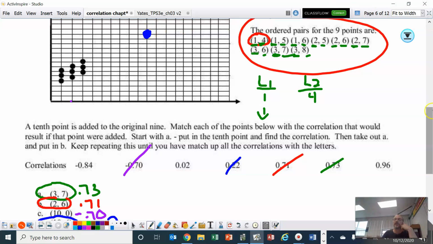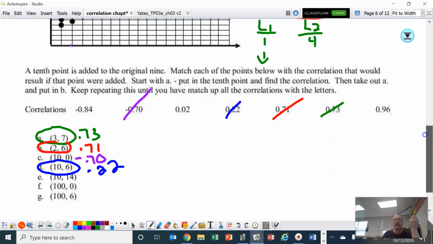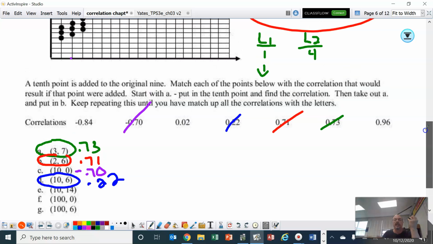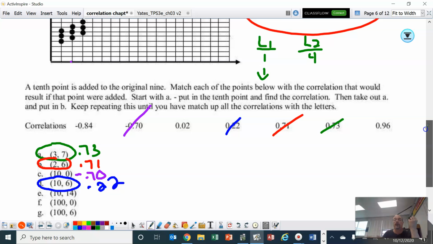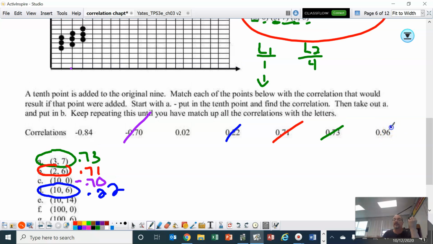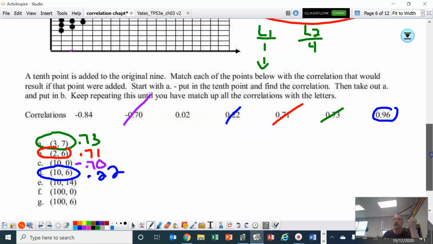Okay, think about this, folks. I don't want to take more time with the calculator, but 1014, that's definitely going to make it stronger, right? So that has to be this one, 0.96.